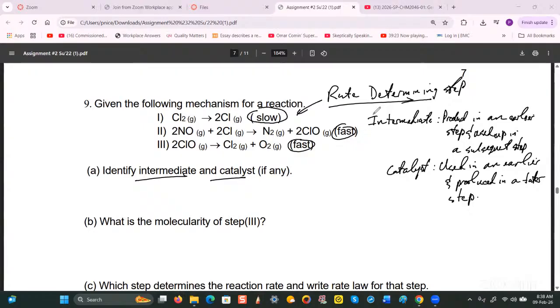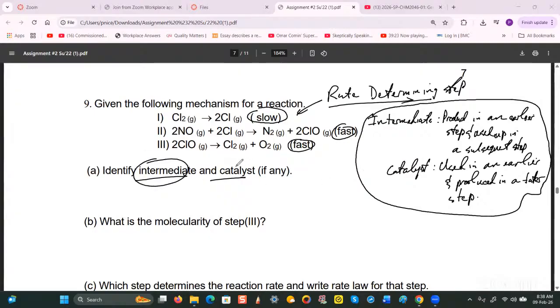So based on what I just described here, right, let me hear what you think would be the intermediate and the catalyst in this reaction. And please note, you can have more than one intermediate, all right? Just to let you know, all right? Okay, so let's deal with the intermediate first. What do you think would be the intermediate or intermediates in this reaction?